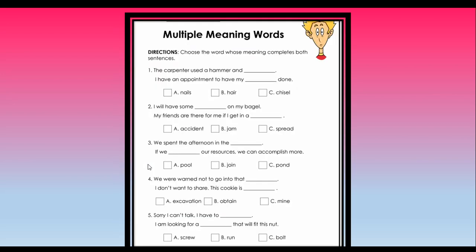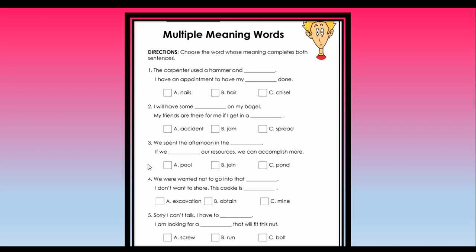Here, we're going to choose the word whose meaning completes both sentences. Let's just take a look at number 1. The carpenter used a hammer and blank. I have an appointment to have my blank done. Is it nails, hair, or chisel?